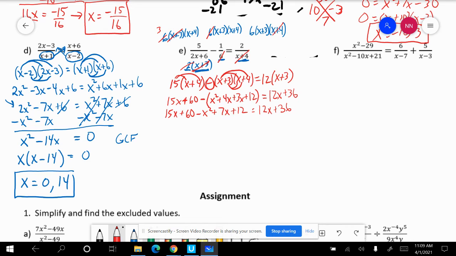Now, when I'm looking at this, I'm going to simplify it. I have a negative x squared. 15x and 7x gives me... I forgot to distribute the negative. 15x and negative 7x gives me 8x. And then I have 60 minus 12, which gives me 48.